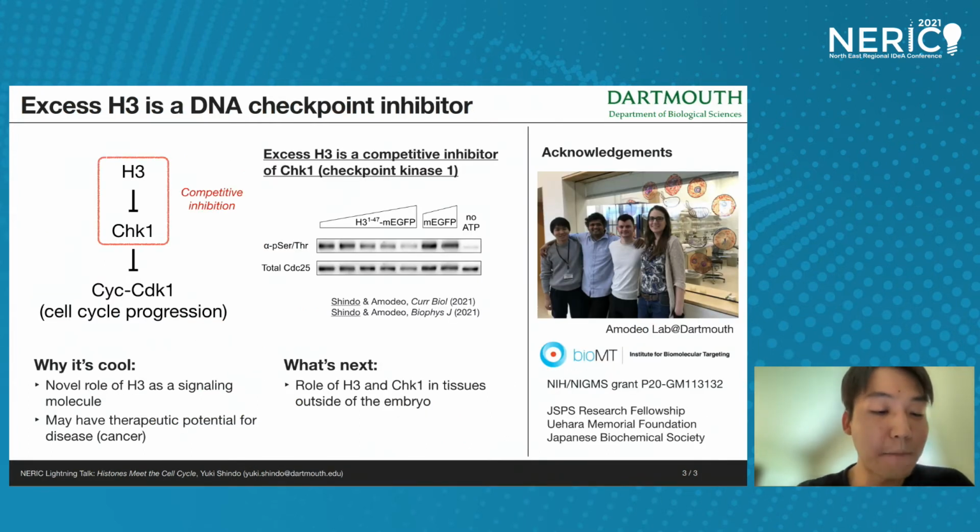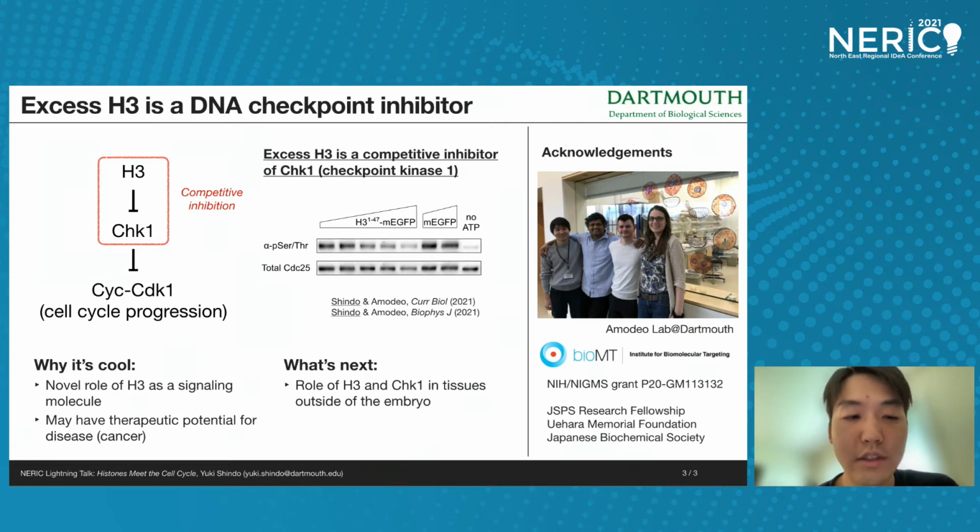Next slide, please. Okay, so, very long story short, what we found is that histone H3 tail can act as a competitive inhibitor of CHEK1 that controls cell cycle progression. As shown in the gel in the middle, we found that CHEK1 activity is reduced by the presence of H3 tail in a concentration-dependent manner. And this CHEK1 inhibition by H3 is pretty interesting, given the fact that CHEK1 inhibition has shown a therapeutic potential for cancer. And so now we are trying to understand the role of H3 and CHEK1 in tissues outside of the embryo. With that, I'd like to thank the members of the INBRE lab at Dartmouth, as well as funding, including the COBRI grant. Thank you for listening.